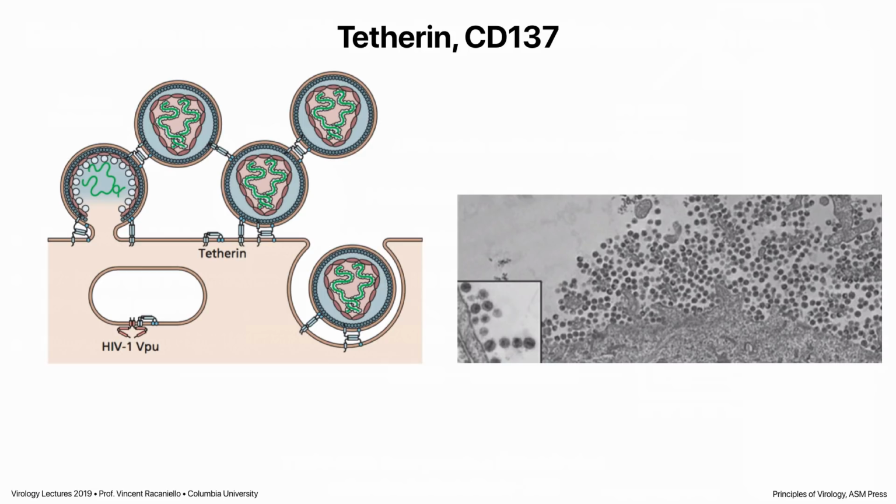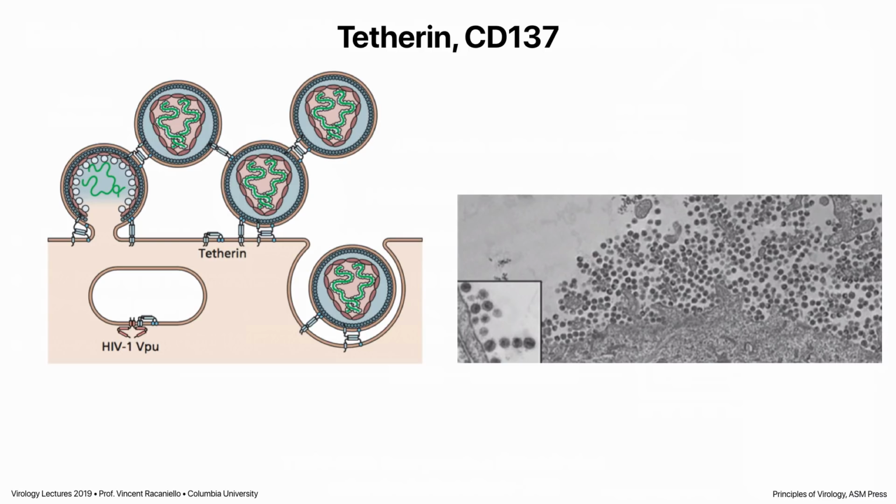This is a molecule shown on the slide on the left image in blue. It's a plasma membrane protein, which essentially tethers virus particles to the cell surface. Here we're showing HIV being tethered to the cell surface, so they can't bud off and they don't infect other cells. So this is an antiviral protein. It's holding HIV on the cell surface.